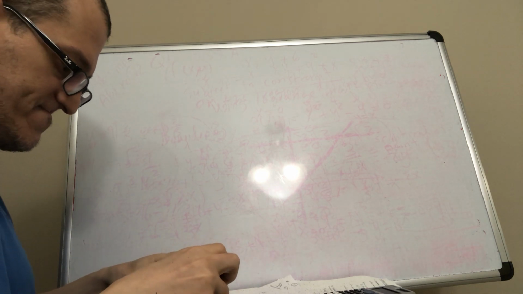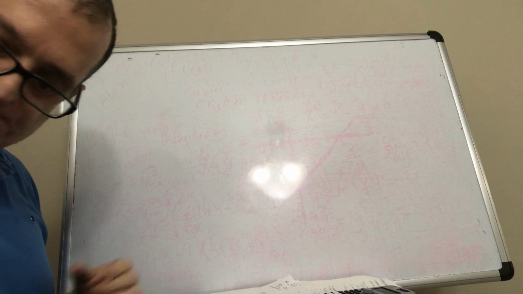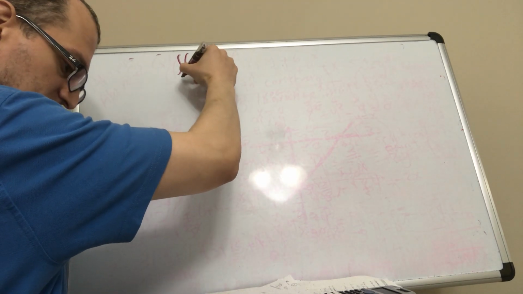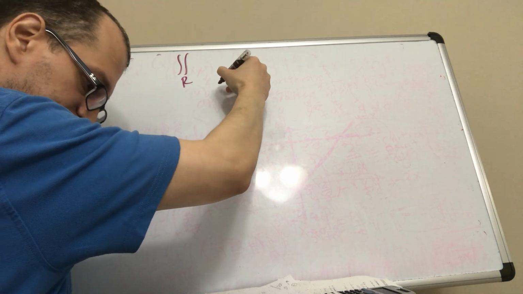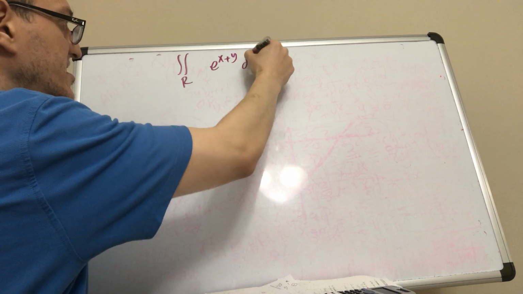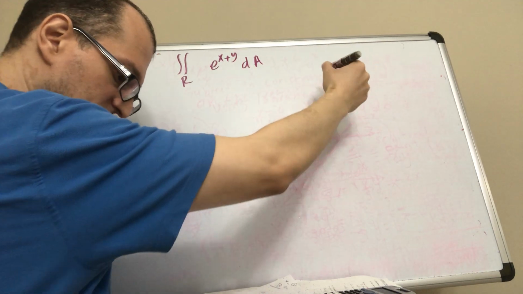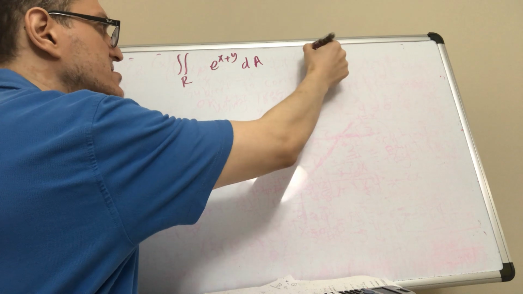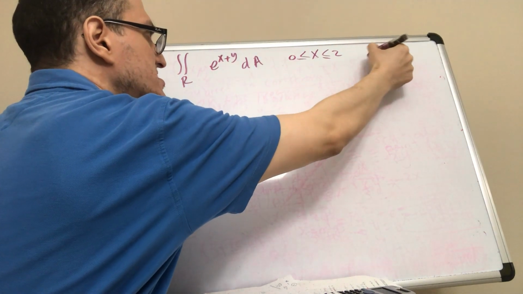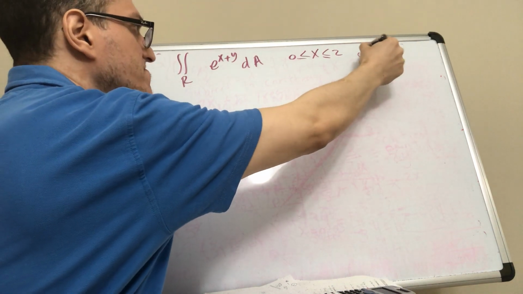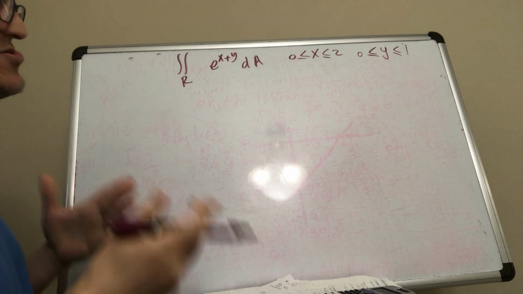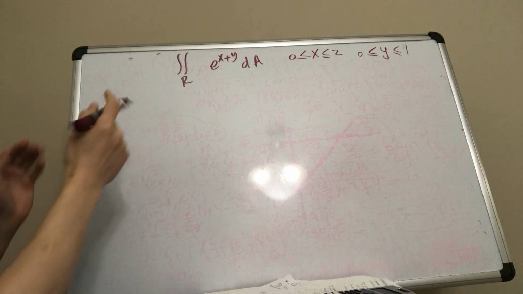Question 3. Double integral for the region, e^x plus y dA, x between 0 and 2 and y between 0 and 1. For a continuous region, it doesn't matter how you do it, x first or y first.